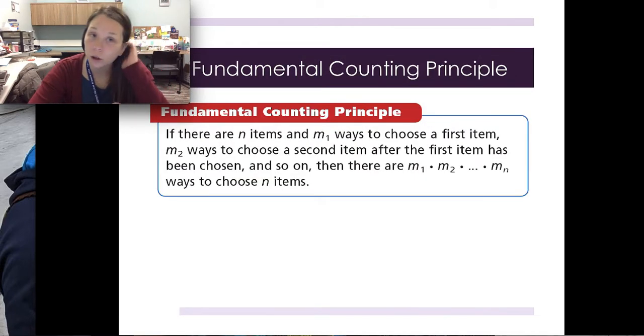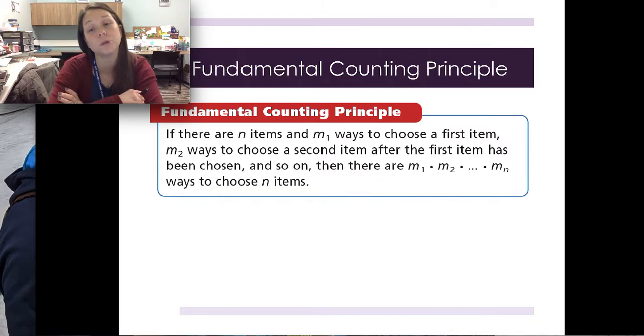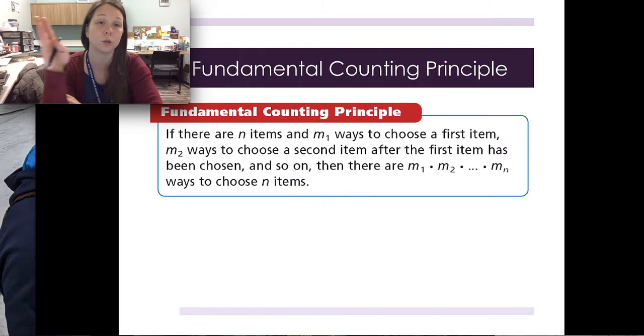The first thing we're going to learn is what's called the fundamental counting principle. So if there are n items and m sub 1 ways to choose the first item, m sub 2 ways to choose the second, and so on and so forth, then what you do is you take all your ways of choosing each of those items and you multiply them together.